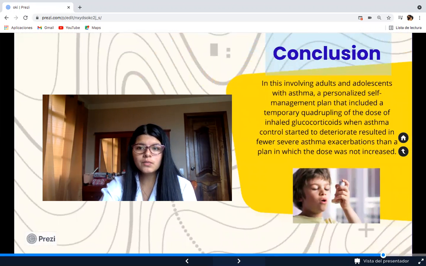Conclusion. In this trial involving adults and adolescents with asthma, a personalized self-management plan that included a temporary quadrupling of the dose of inhaled glucocorticoids when asthma control started to deteriorate resulted in fewer severe asthma exacerbations than a plan in which the dose was not increased.